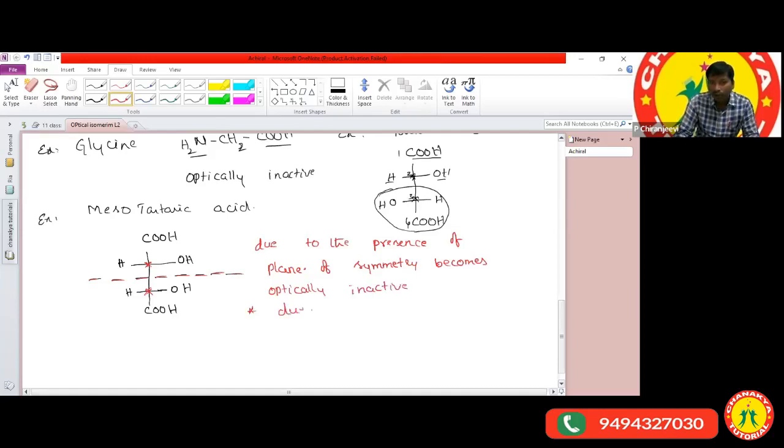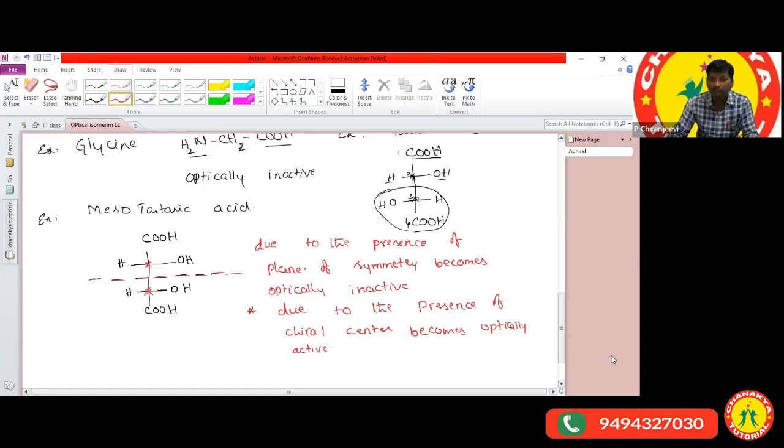Due to the presence of a chiral center, it becomes optically active. With respect to the chiral centers, it becomes optically active. It is an exception case. Clearly, I wrote the statement. Now you got the clarity.